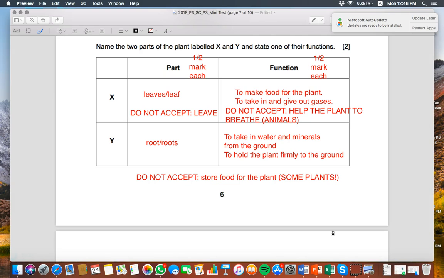Teacher, if you need to, please pause and ensure that the students have copied down the correct answers before moving on.